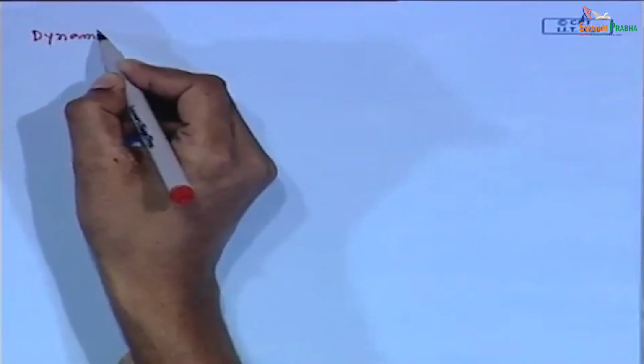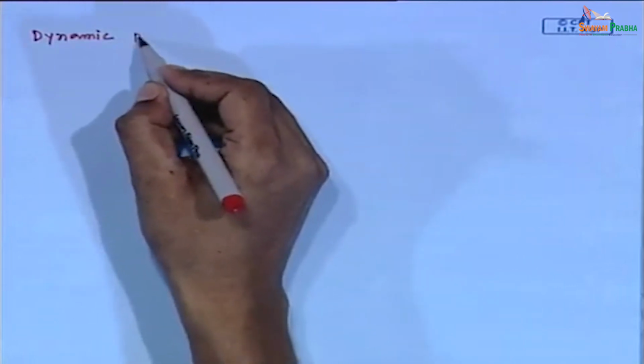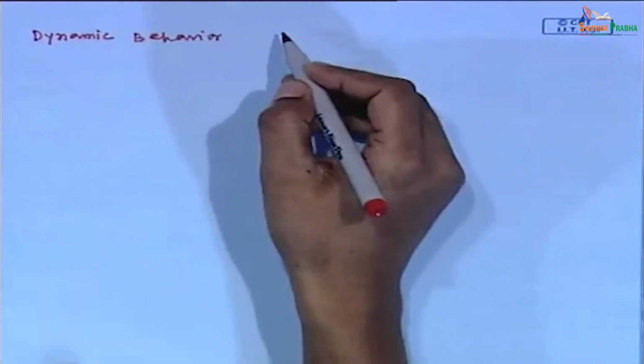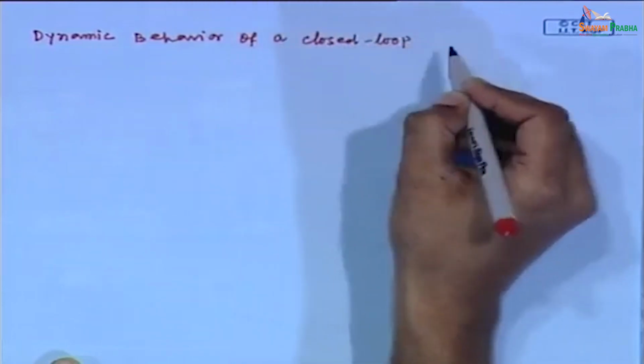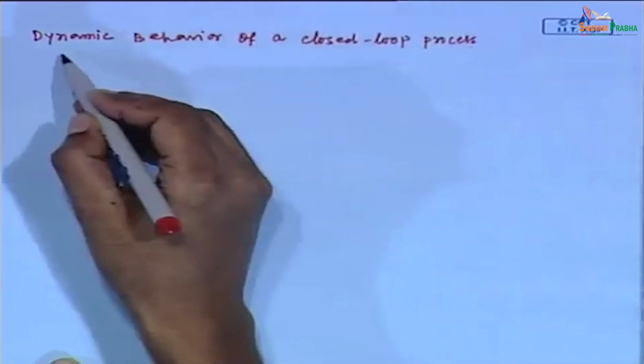So, today we will start with the dynamic behavior of a closed loop process. First we will discuss in generalized form, then we will consider a few specific cases, a few examples. Now, to discuss this we need to develop the block diagram of the closed loop process, which we already discussed in the previous class. So, I am just redrawing the block diagram of a typical closed loop process.